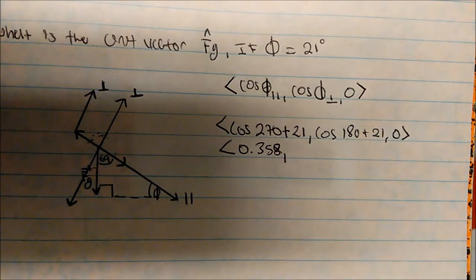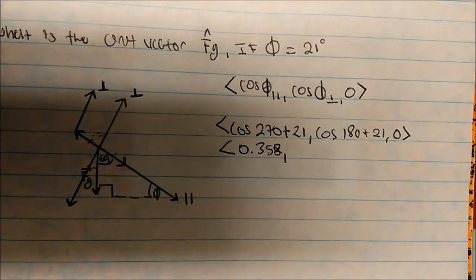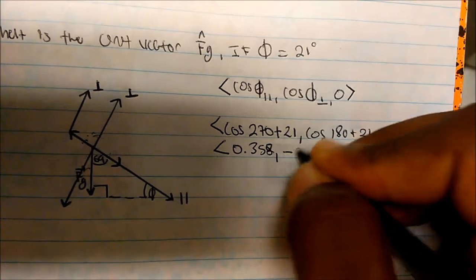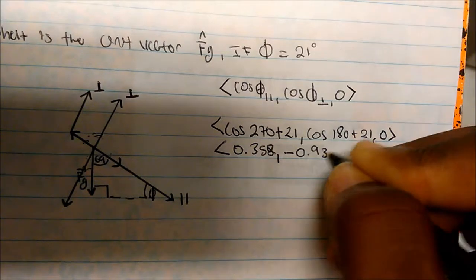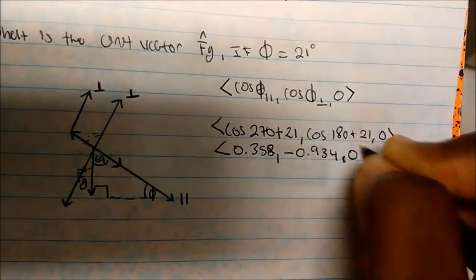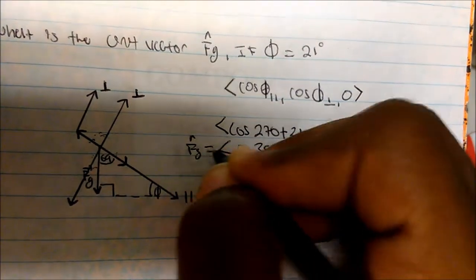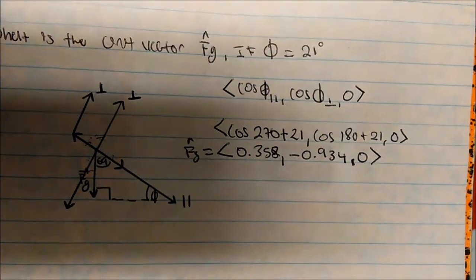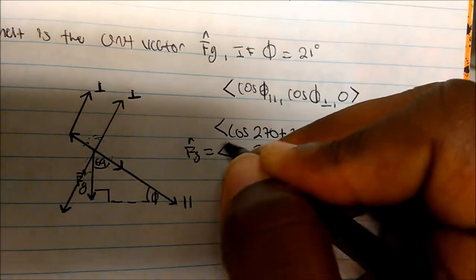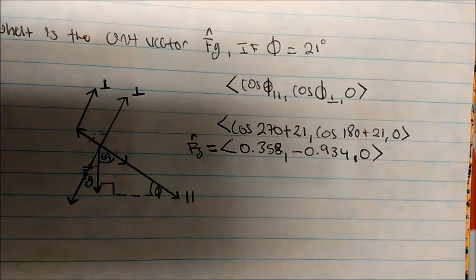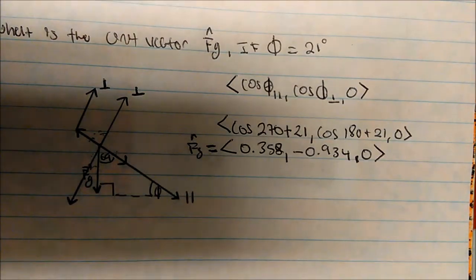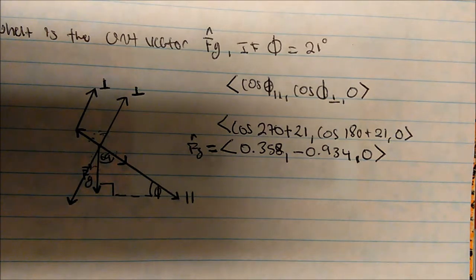If I do cosine of 180 plus 21, that would be negative 0.934. And then we know in the z direction, that's just 0. So this would be the unit vector of the gravitational force in this case. Okay, so notice how we just break that down. So let's look at another one to get this concept and how I approach these problems.